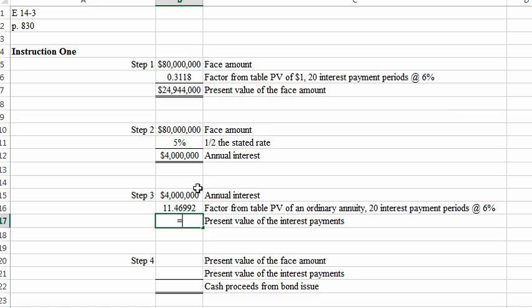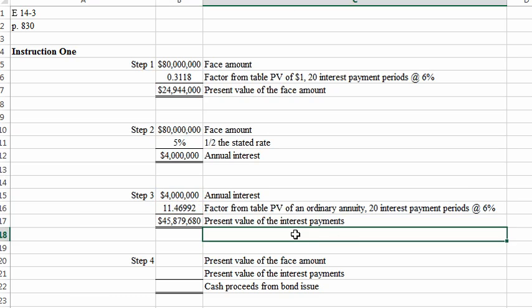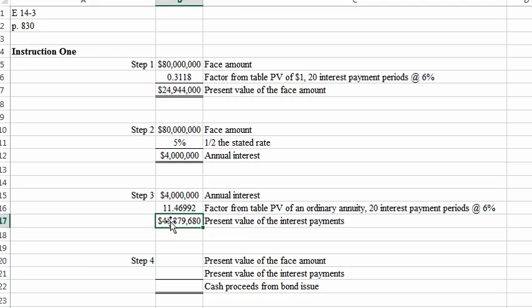Okay, and this is going to be equal to our $4 million times the factor from our table. So the $4 million every 6 months for the next 10 years. That's $8 million a year. That amounts up to 80 million, right? Well, it's not worth 80 million today though, because we have to wait the full 10 years to receive the full amount. So in today's dollars, it's only worth $45,879,680. You like how I say only 45 million?